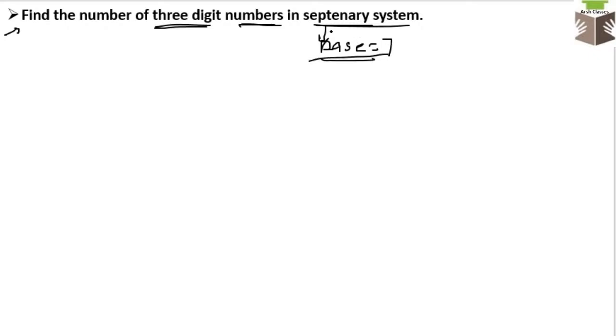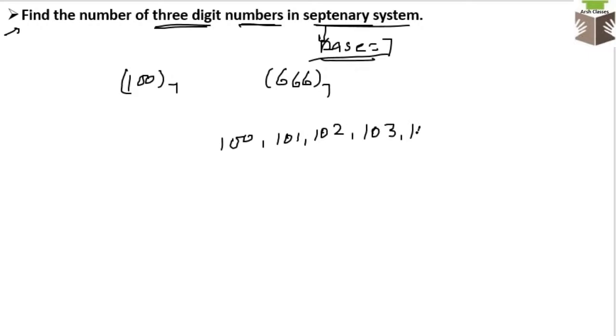So in base 7, how many 3-digit numbers can you write? For example, the smallest 3-digit number that you can write is 100 in base 7, and the maximum 3-digit number is 666 in base 7, because more than 6 you cannot write. But is it possible to write all the numbers? If you start writing from 100, you will write 101, 102, 103, 104, 105, 106 easily, but you cannot write 107. After 106 you will move on and write 110.